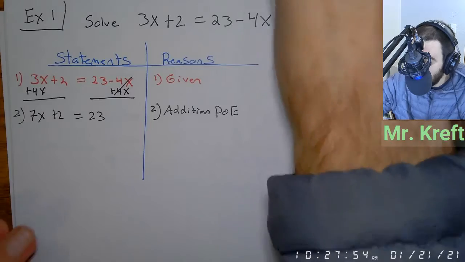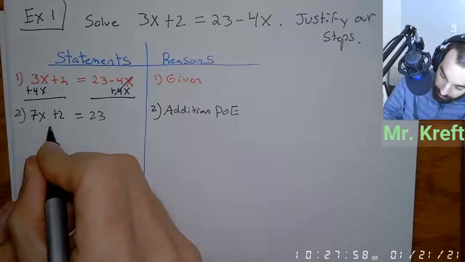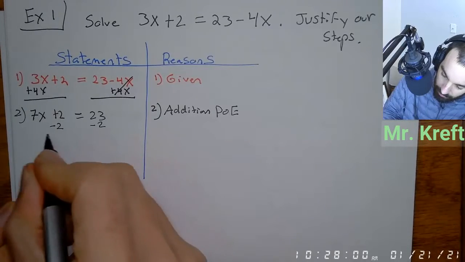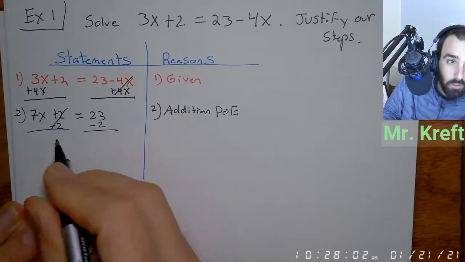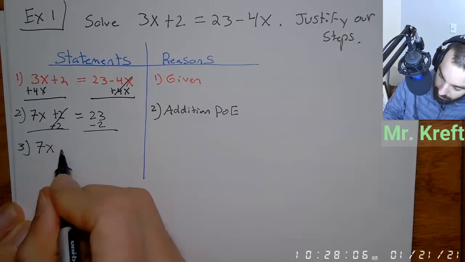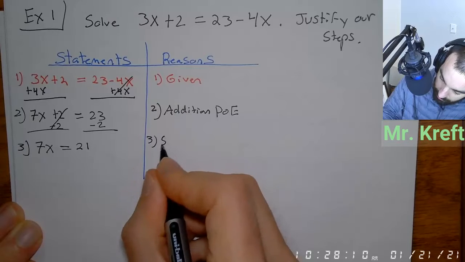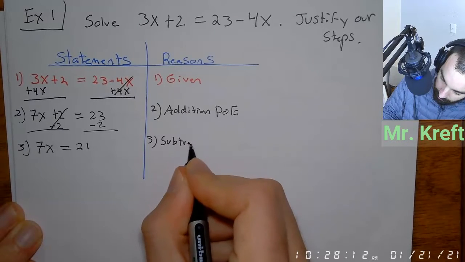So then, let's keep going here. My next step, I heard someone say subtract. So what if I subtract 2 from both sides? Then my third step is going to be 7x equals 21. And what did I do here? I did subtraction.